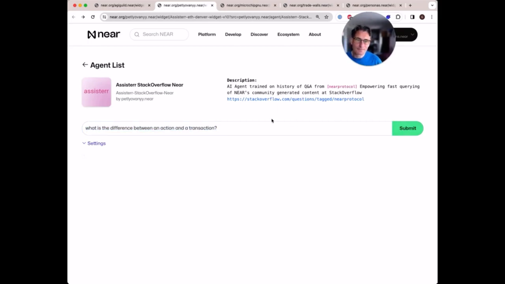So I'll submit that. And those questions on StackOverflow have been put into a vector database, and it's doing retrieval augmented generation over that database to give us an answer. It's going to be near specific, even though I didn't say anything here about near. And it should be a little bit different than what we would get out of ChatGPT because it's much more specific.